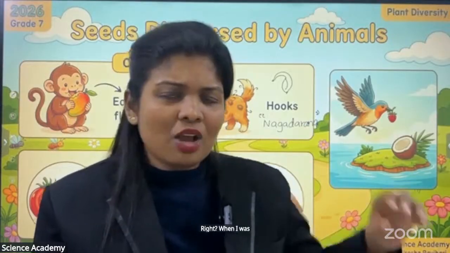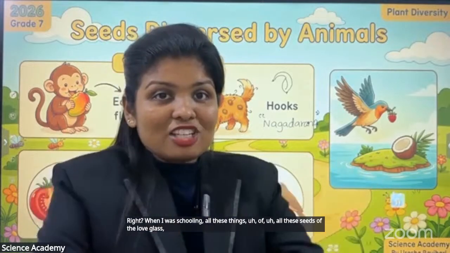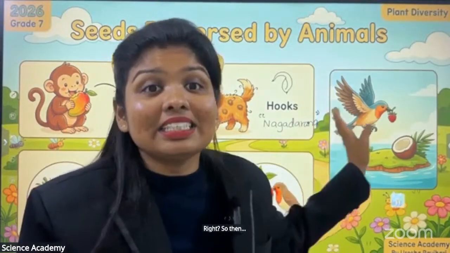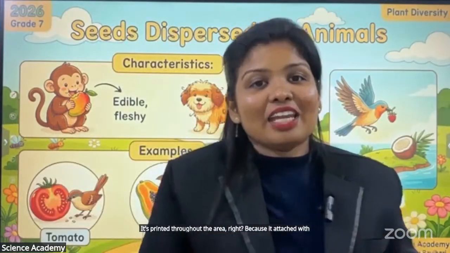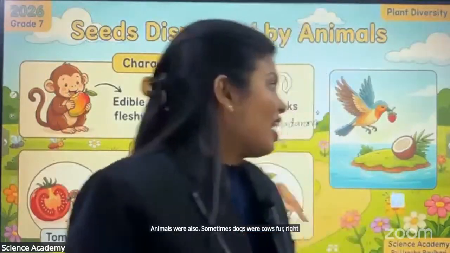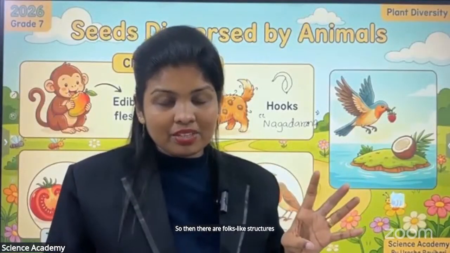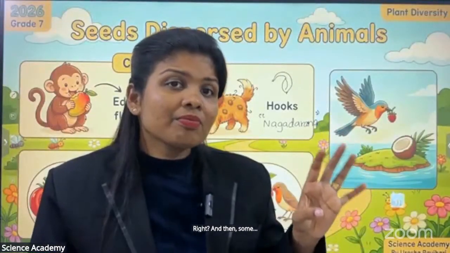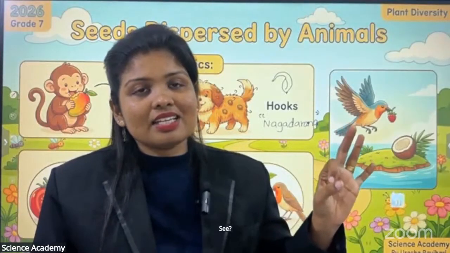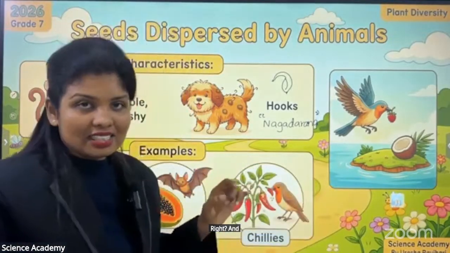When I was schooling, all these seeds of the love grass attached to my socks, right? So then it spread throughout the area, because it attaches to animal fur also. Sometimes dogs' fur, cows' fur, right? Likewise, children, there are hook-like structures available. And then for some seeds, around that seed there is a delicious part of fruit. And what else can we see?